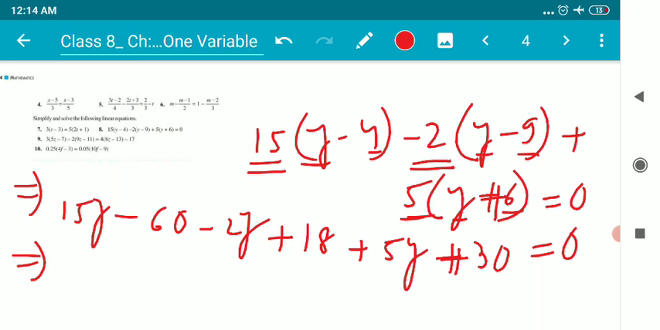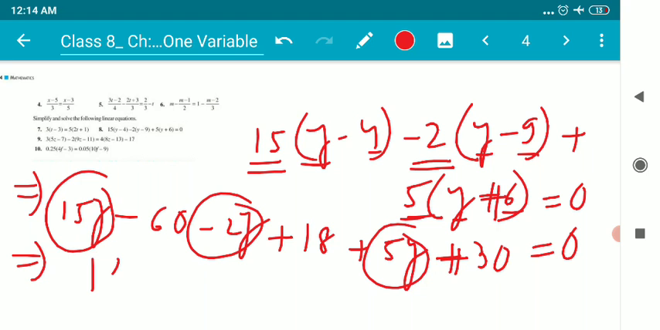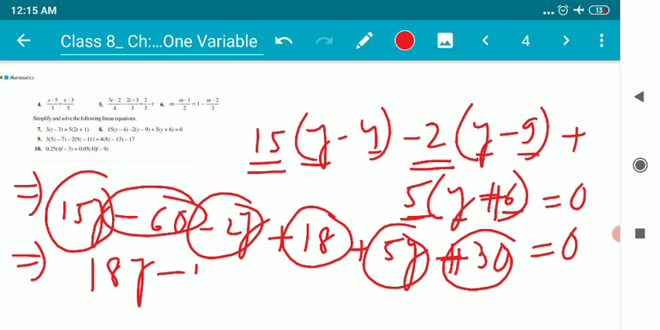Now children, we will be following the BODMAS rule. 15y plus 5y means 20y. 20y minus 2y is 18y. Okay. Now children, again BODMAS. 30 plus 18 is 48. 48 minus 60 is minus 12, because the minus sign is bigger over here. 60 is bigger. So 48 minus 60 will be minus 12, is equal to 0.